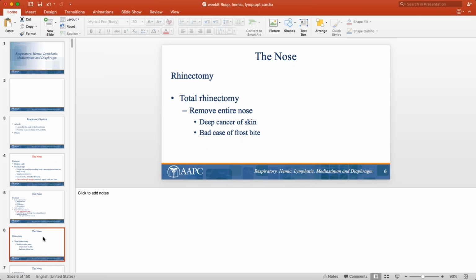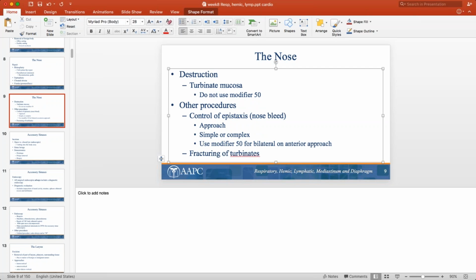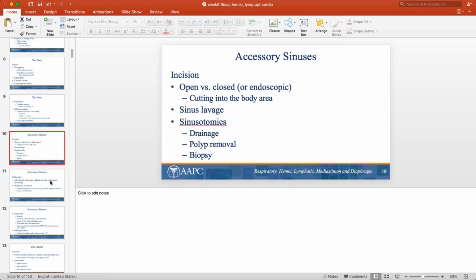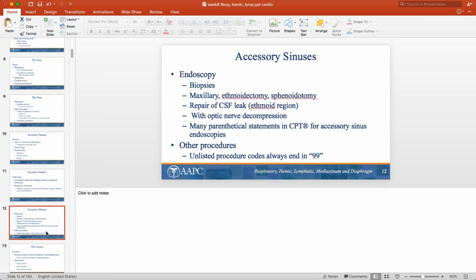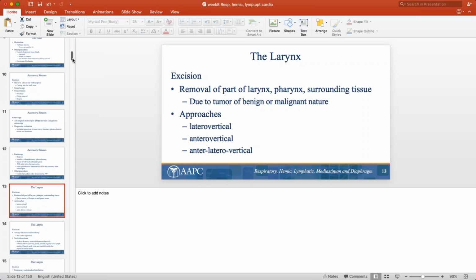Let's see, page 174. Put a star. Oh, we already did septoplasty. We did that. Okay, so I'm on page 180. So we've already gone through the nose. Polyp removals, biopsies. Okay. We spoke about accessory sinuses, the larynx. So when you're coding for the larynx, what's important here, like they've stated, is the approach. So make sure, on what page was the larynx on? Page 177. Pay attention to the approach of some of the procedures.